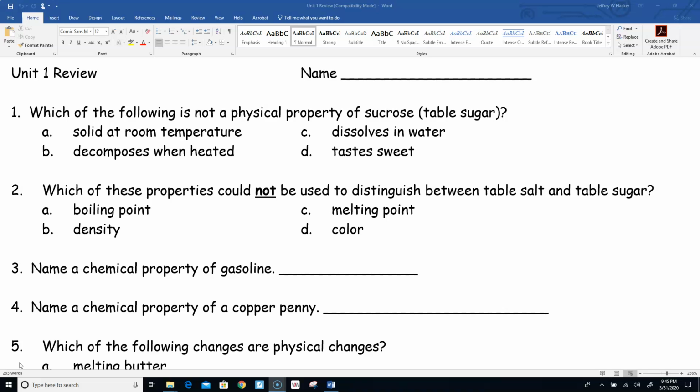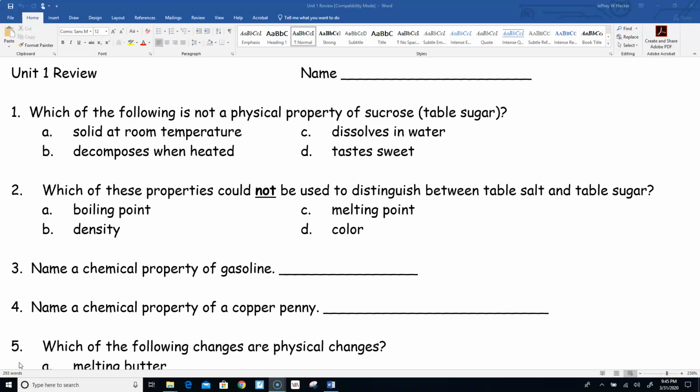Okay, looking at the first one, it says, which of the following is not a physical property of sucrose or sugar? Well, remember, physical properties are things that you can observe without changing the matter. The only one that cannot be observed without changing it is B, decomposes when heated. So when you heat that sugar up and it decomposes, it breaks down into its component elements. You can't get the sugar back. So B is the answer.